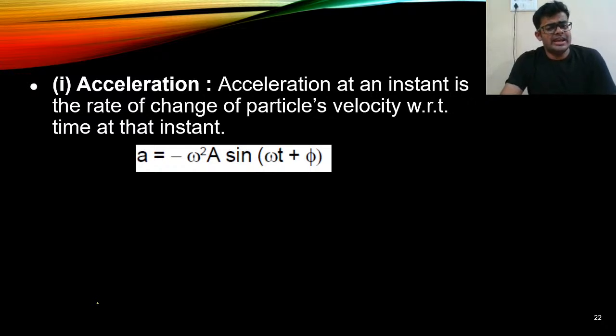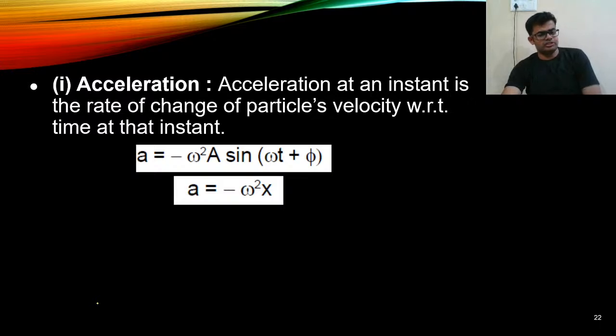So acceleration at any instant is the rate of change of velocity. So a is equal to minus omega square x. These are the basic formulas you need to remember. That's all, my dear friends.